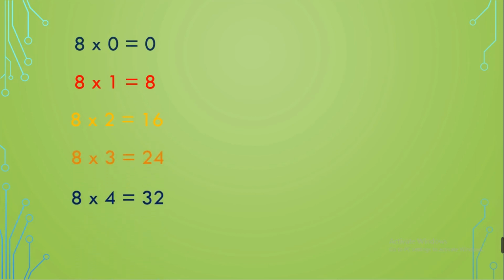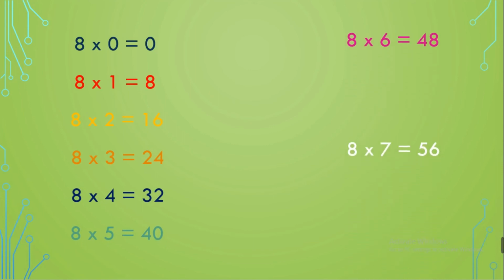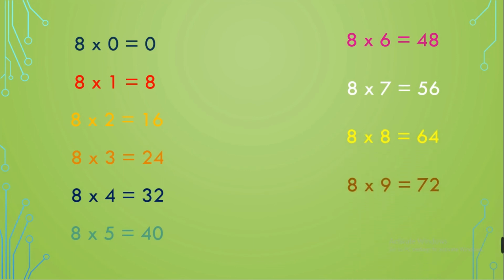Table of 8. 8 zeros are 0. 8 ones are 8. 8 twos are 16. 8 threes are 24. 8 fours are 32. 8 fives are 40. 8 sixes are 48. 8 sevens are 56. 8 eights are 64. 8 nines are 72. 8 tens are 80.